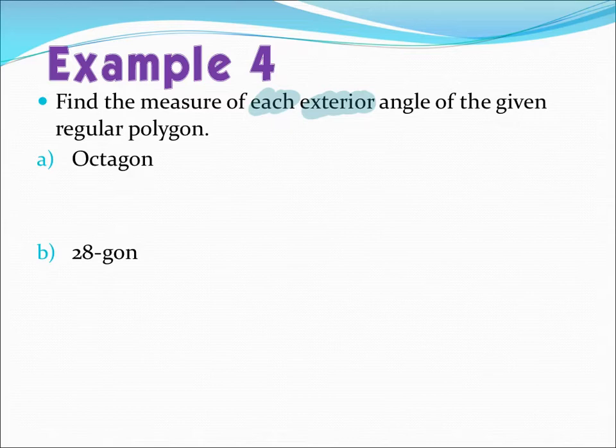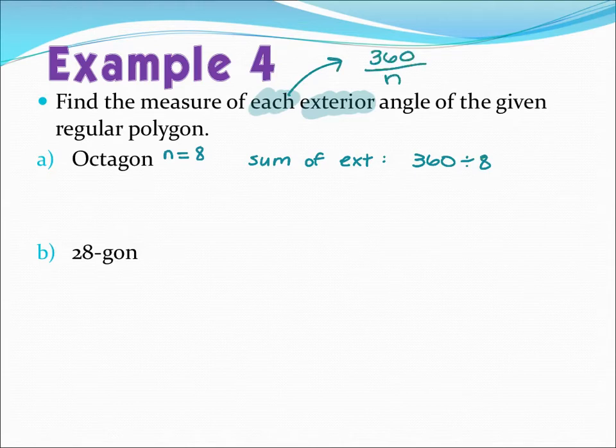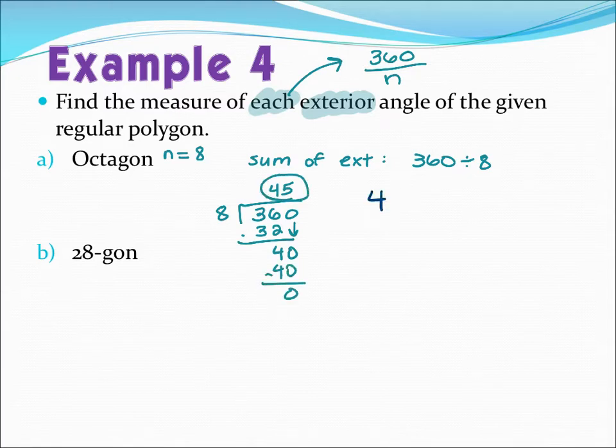So example 4 says find the measure of each exterior angle of the given regular polygon. So now it says each, right? I've got each and I've got exterior. A says octagon. How many sides are in an octagon? 8, which means how many exterior angles are there in an octagon? 8. What's the sum of the exterior angles in an octagon? 360. So if I wanted to find out how much each of them would be, what do I do with that 360? Good. Divide it by 8. So each exterior is going to be 360 divided by the number of sides. So 360 divided by 8 is 45. So each exterior angle of a regular octagon, regular because they'd all be the same, is 45 degrees.